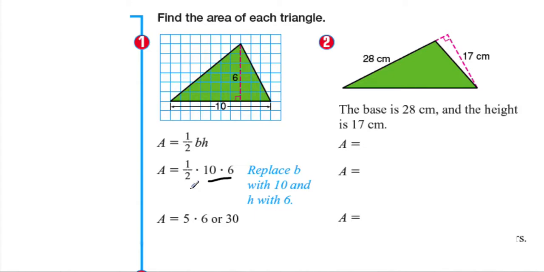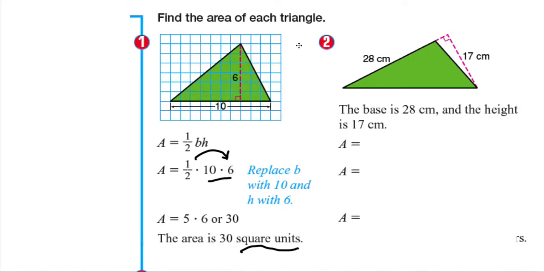Or we can do 1/2 times 6 first, which is 3, multiply it by 10, which is 30. We can do this because of the commutative property. It doesn't really matter which numbers you multiply first. You can multiply 1/2 by 10, or 1/2 by 6, and then multiply by the next number, or you can simply go from left to right and still get the same answer. So the area of this particular triangle is 30 square units. Again, area is always denoted as square units.